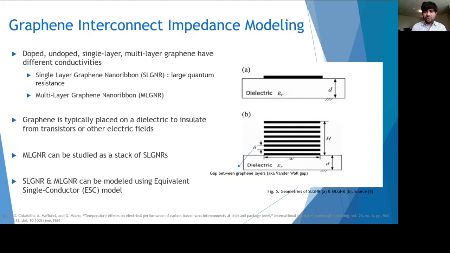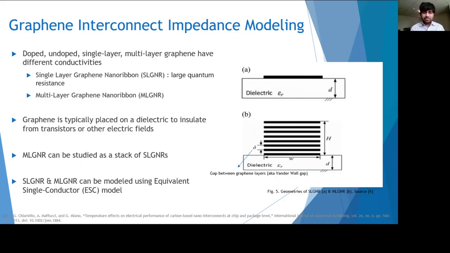So let's look at impedance modeling. In order to use graphene, we need to be able to model it. Single layer versus multi-layer have different conductivities, which I mentioned in the electrical properties slide. Single layer graphene doesn't have a band gap, but multi-layer does, although it's very small. The gap in multi-layer can be made even smaller with doping. Multi-layer graphene nanoribbons can be modeled as several single-layer graphene stacked on top of each other, and this is precisely what 2 researchers did with their equivalent single conductor model. So we'll look at that next.